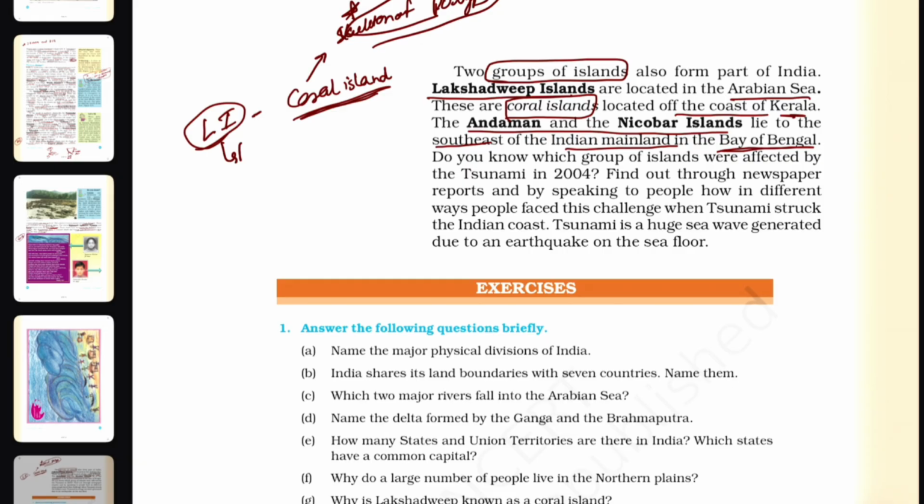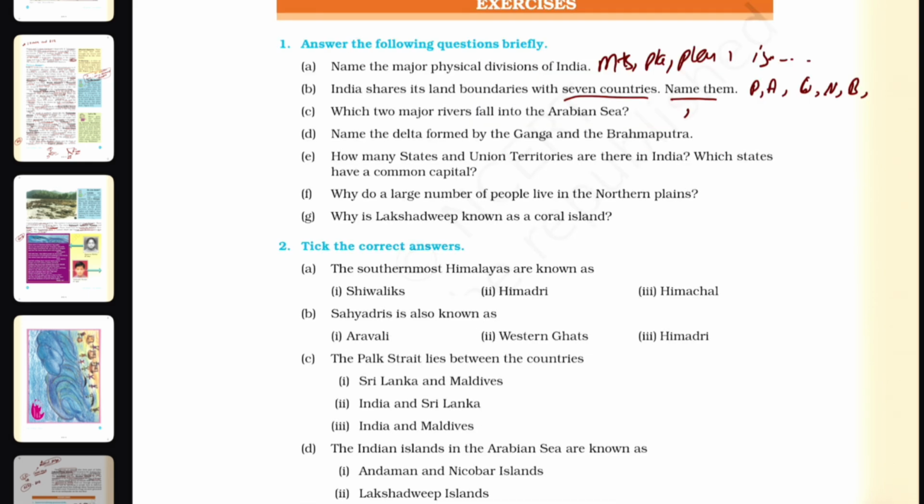First one, name the major physical divisions of India. So the major physical divisions of India are mountains, plateaus, plains, islands, etc. Second, India shares its land boundary with 7 countries. Name them. So we have read about it: Pakistan, Afghanistan, China, Nepal, Bhutan, Bangladesh and Myanmar. Okay, which 2 major rivers fall in the Arabian Sea? We read about it, Narmada and Tapi. Name the delta formed by Ganga and Brahmaputra. The delta is Sundarban Delta.